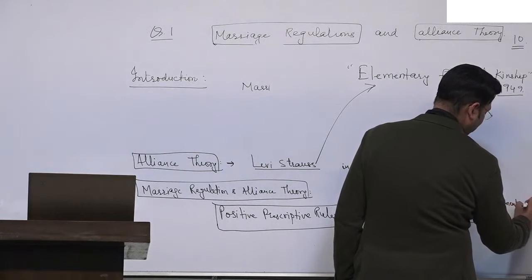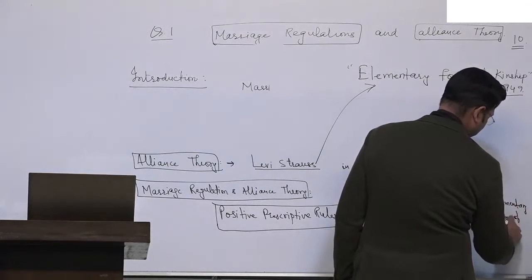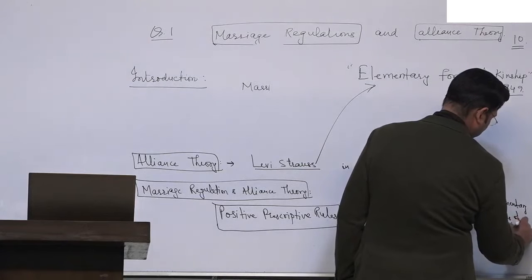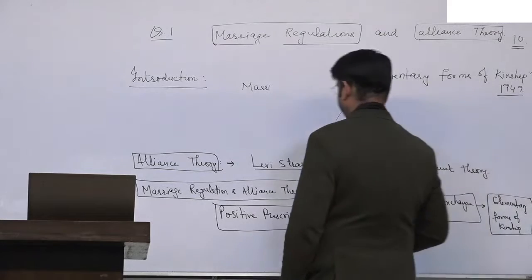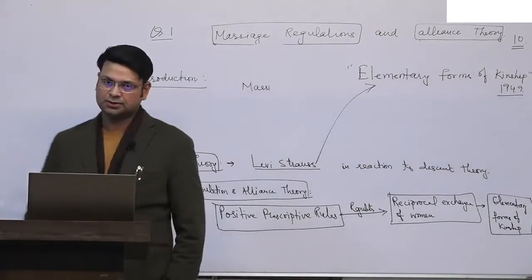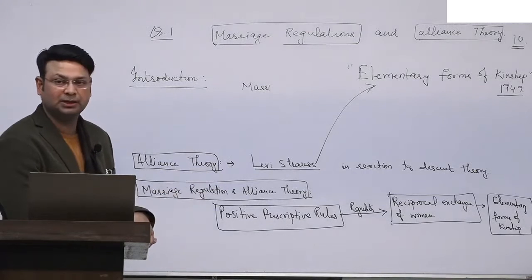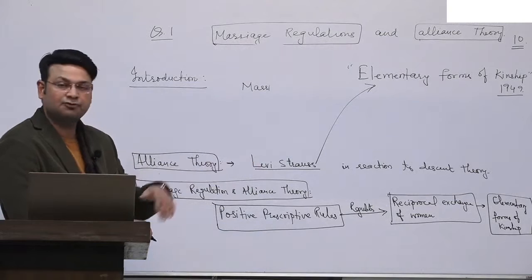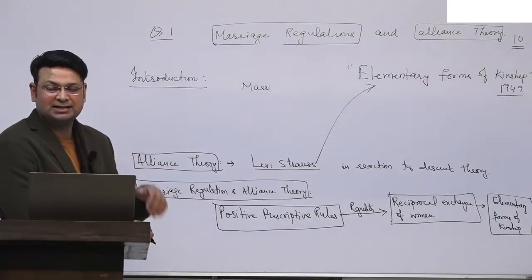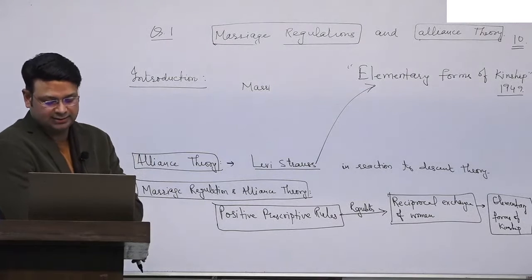That was the argument given by him. So that is how marriage regulation and alliance theory are connected. In alliance theory, he says the exchange of women, the marriage alliances form the basis of kinship. So that is how he linked them.